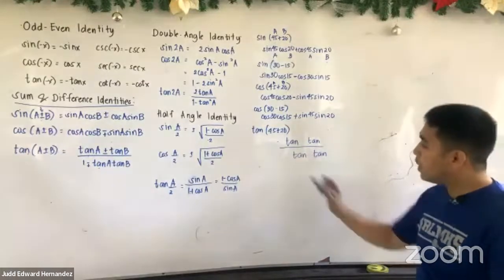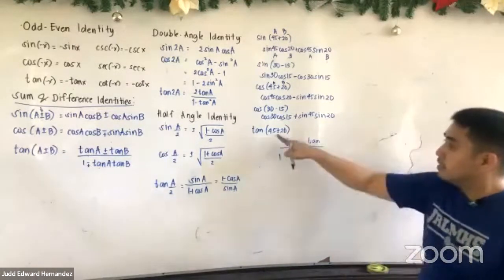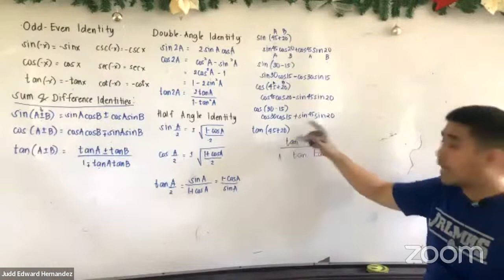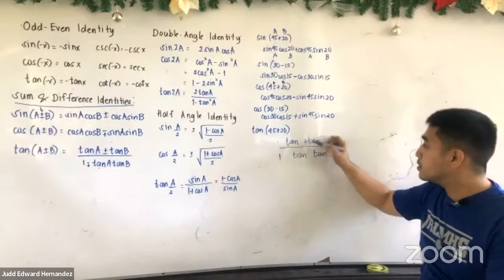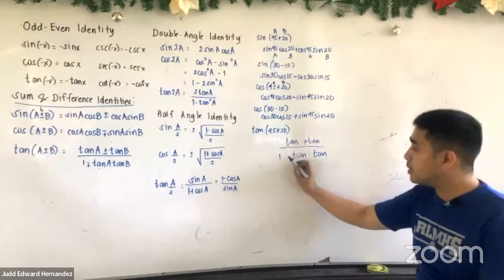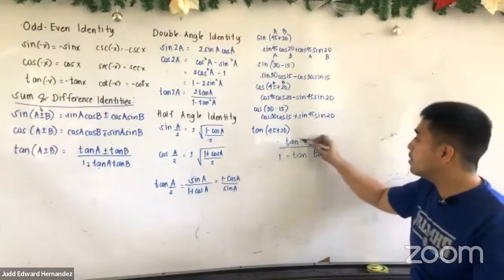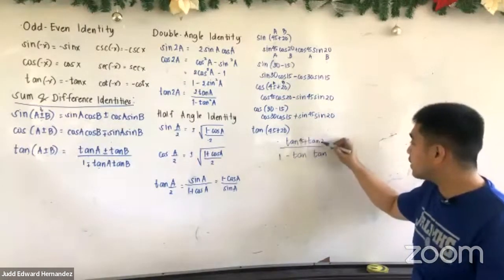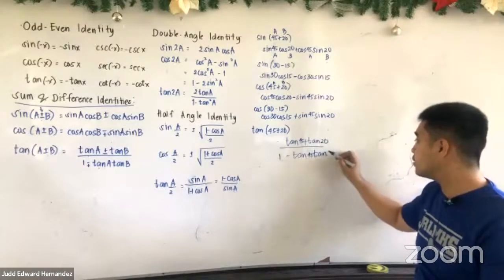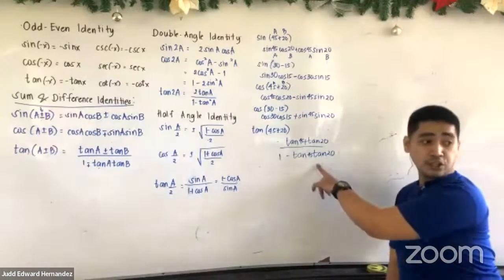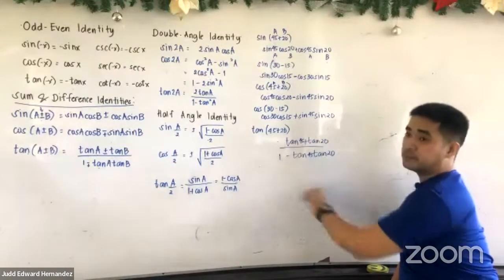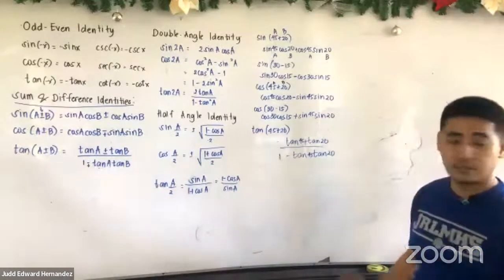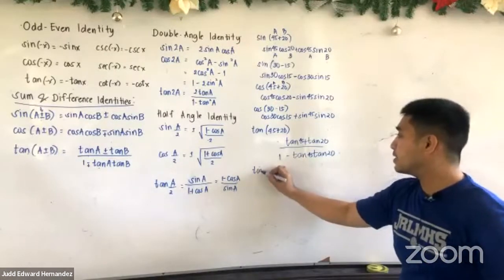Okay. But there is one here. This is plus. What happens to the numerator? It becomes plus. What happens to the denominator? It becomes minus. Therefore, this is tangent 45 plus tangent 20 over 1 minus tangent 45 tangent 20. And that is the expansion. Is this clear? Maliwanag po yung expansion natin? Yes po. Okay?